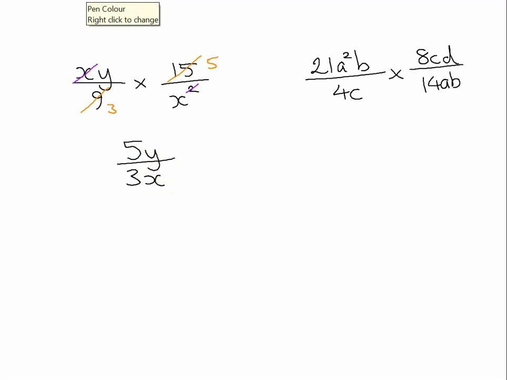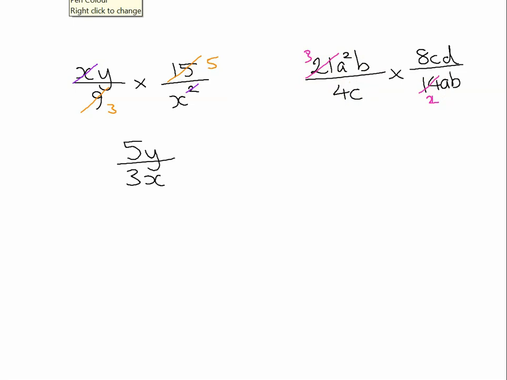Okay, so let's look at this numerator. Can I cancel anything here? So there's no a's on the bottom, there's no b's on the bottom, and 4 and 21 don't share any common factors, so that is as simple as it would go. So let's have a look across. So, look, I've got the 21 and the 14, so I can go 2, they're both in the 7 times table, and 3.